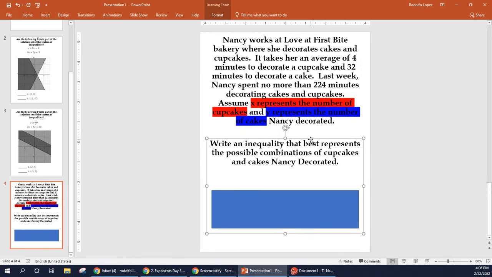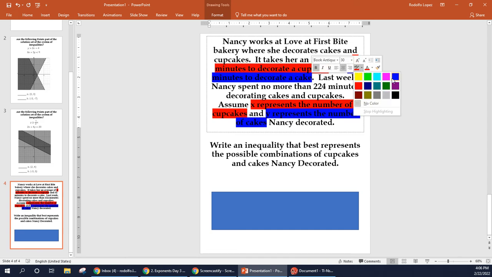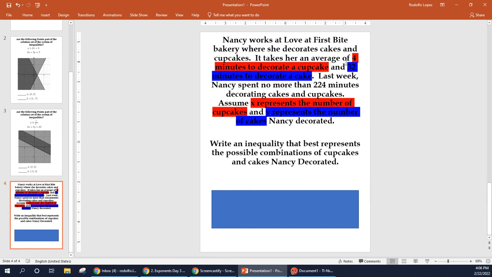Once you identify your variables, X is cupcakes and Y is cakes, now I want to figure out what numbers are associated with X and Y. If I look at the word problem, it takes her an average of 4 minutes to decorate a cupcake. That's going to be in red. And it takes her 32 minutes to decorate a cake. That'll be in blue. I'm trying to associate what goes together. So I have 4x and 32y, because 4 goes with cupcakes and 32 goes with cakes.